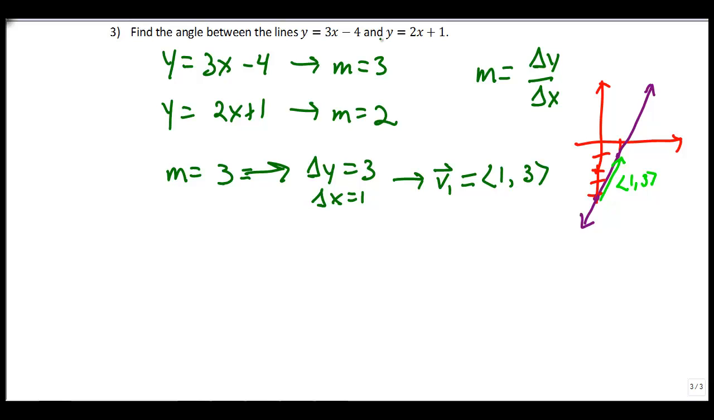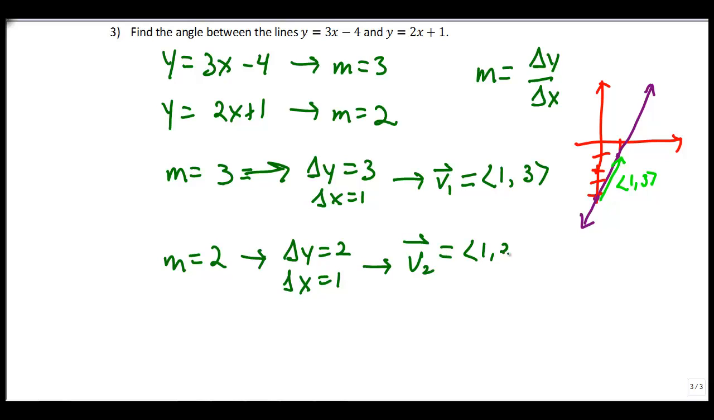Can do the same thing for the second line with slope 2. So when m equals 2, we get change in y is 2, change in x is 1, and this leads to a second vector for the second line of (1, 2). So now we have a vector in the direction of each line, and so we can find the angle between the vectors, which will give us the angle between the lines.